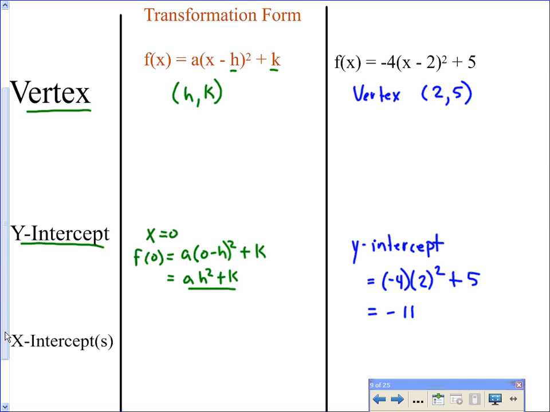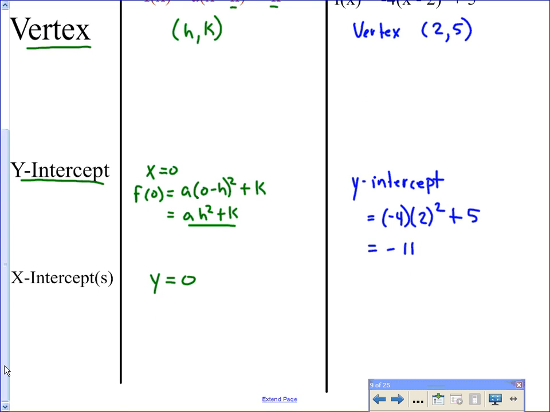And then for your x-intercepts, what do you know about your x-intercepts? It's where it hits the x-axis, so in that case, y is 0. And if y is 0, then we're going to say 0 is equal to a times (x minus h) quantity squared plus k, and we are solving for x here. So in this case, I need to subtract k from both sides, and then I get this.